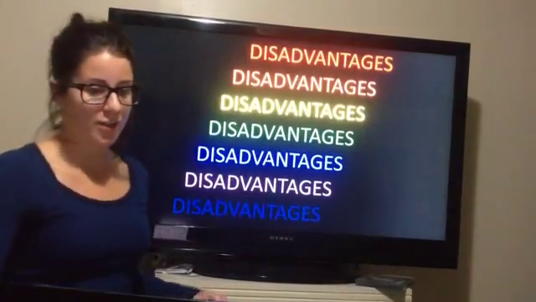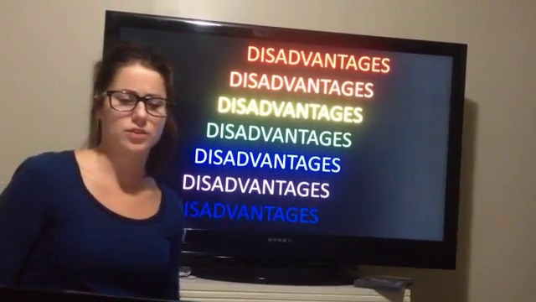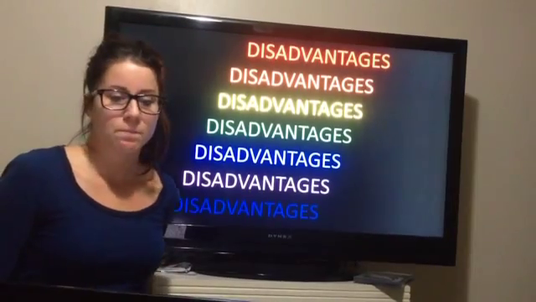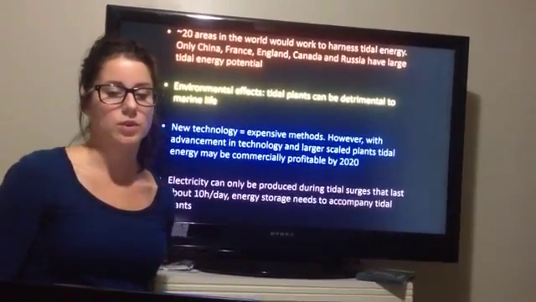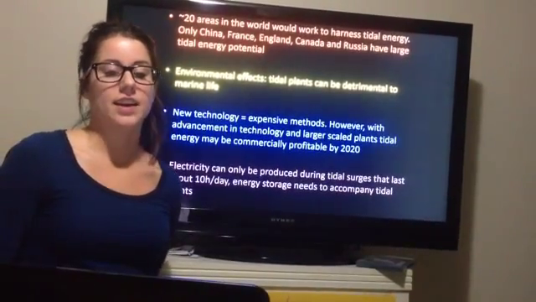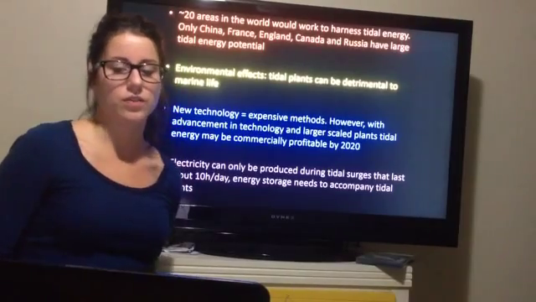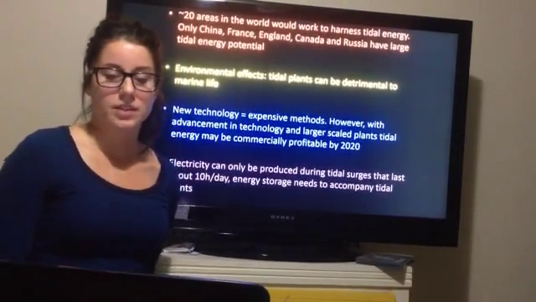Alright, so now that we've gone through advantages, there are a couple of disadvantages which I've just slightly touched on already. Research suggests that around 20 areas in the world would work to harness tidal energy. Only China, France, England, Canada, and Russia have a large potential for this type of energy production. Environmental effects.